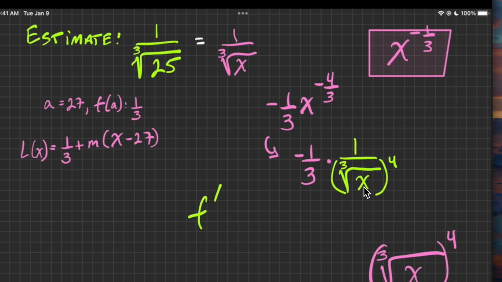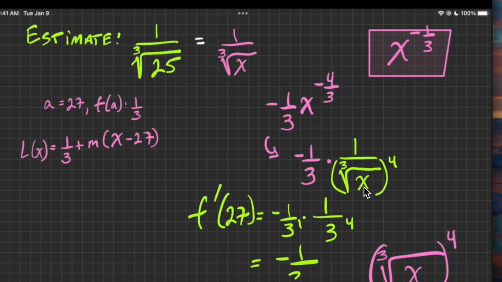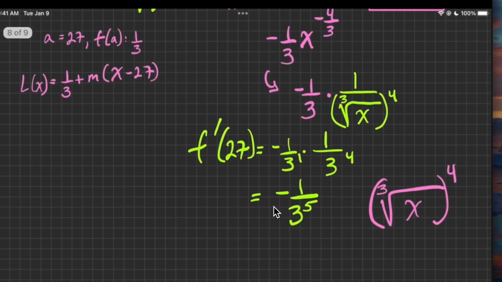So we're going to have f prime of our easy a, 27, is going to be negative 1 over 3 times 1 over the cube root of 27 raised to the 4th power. The cube root of 27 is 3. So we're going to replace this whole inside with 3. And then we're going to raise 3 to the 4th power. This is 3 to the 1st power. So we're going to end up with negative 1 over 3 to the 5th power. And 3 to the 5th power is 243.